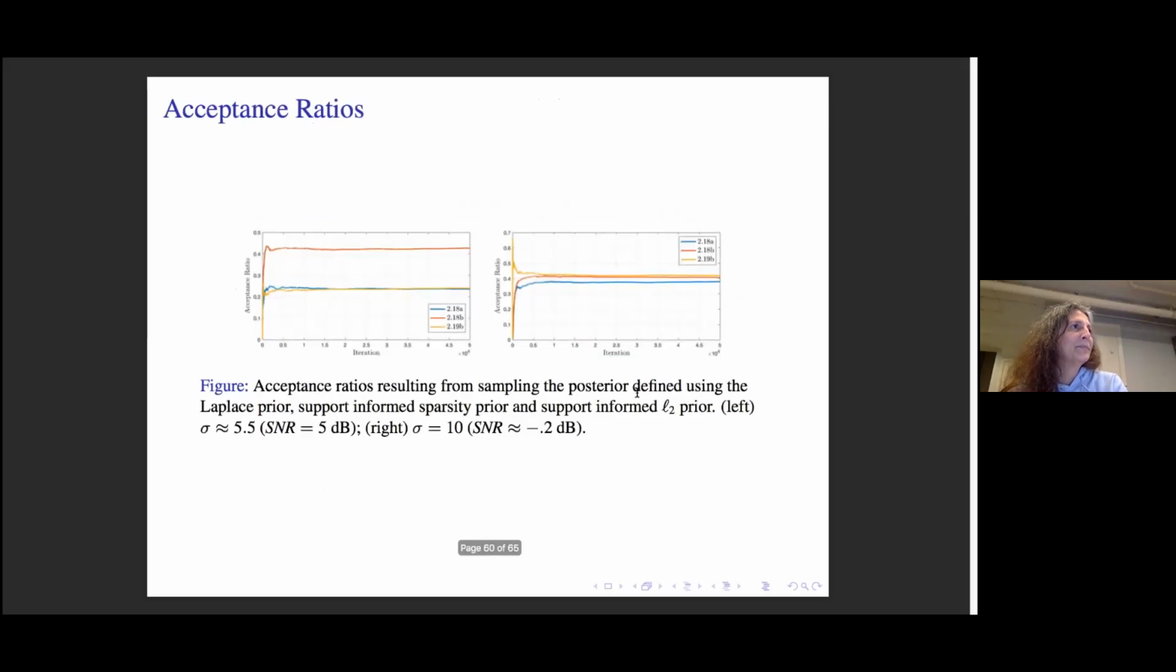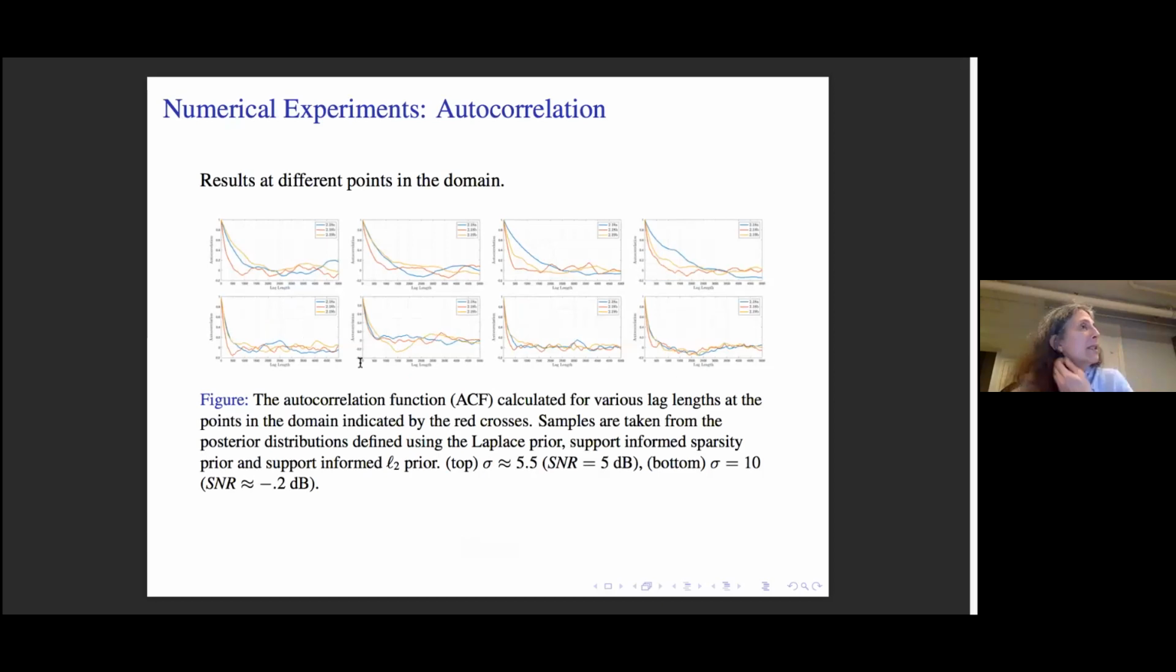Okay. These are the acceptance ratios, just to show that in fact you get between 0.2 and 0.8, which is acceptable. So I'll end pretty much here. This is the autocorrelation function plots. You want this to converge to 0, right? This means that the chains are not correlated after a certain amount. This is the lag length. And ours again is the red, so you want to compare really the red and the blue. We converge a lot faster.